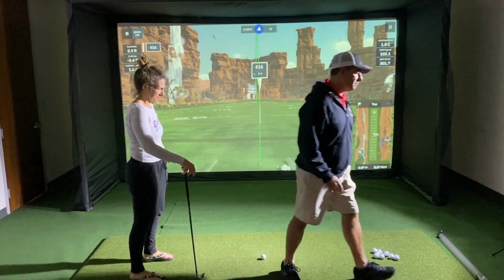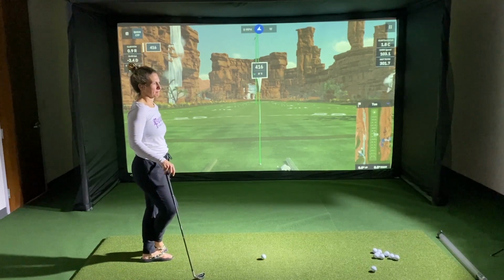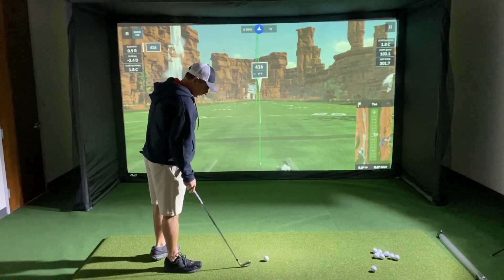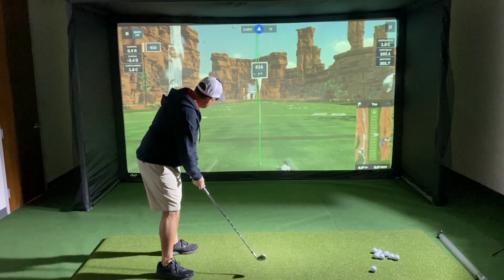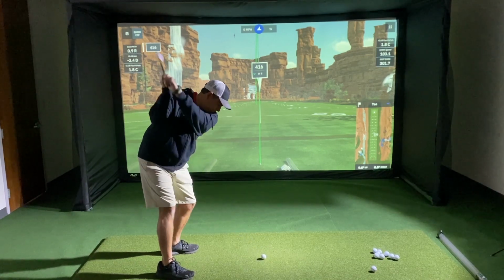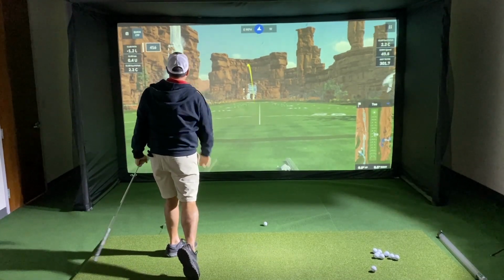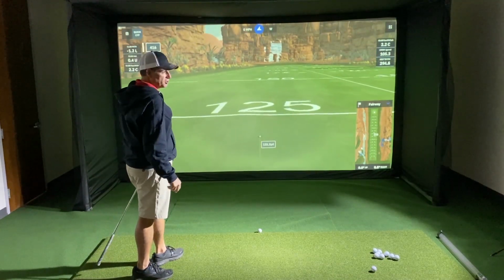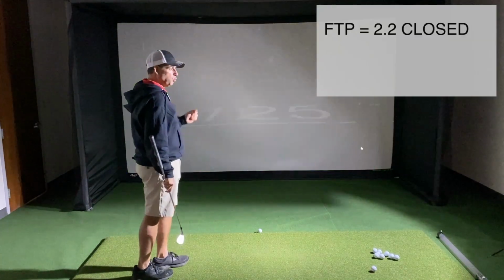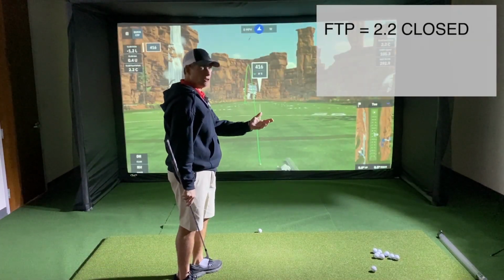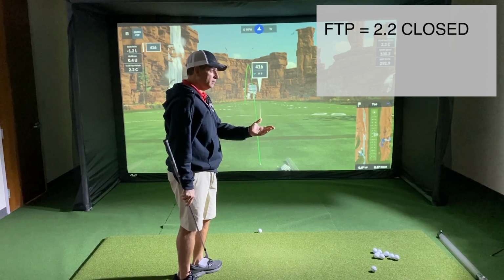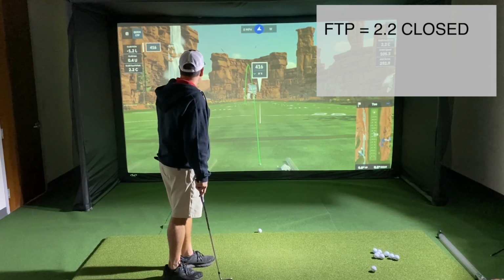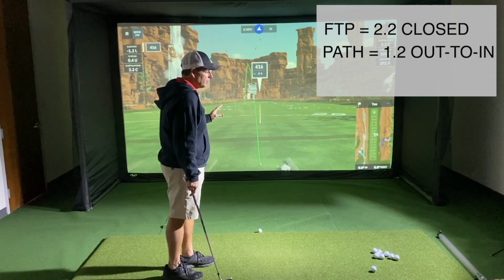So let me hit one. Okay. All right. All right. So take a look there. So my club face was 1.2 degrees left. So we already kind of talked about that's a pretty good thing, right? Your face was 2.2. I'm sorry, 2.2 closed, 2.2 shut. My path was 1.2 left. Not the end of the world, right?